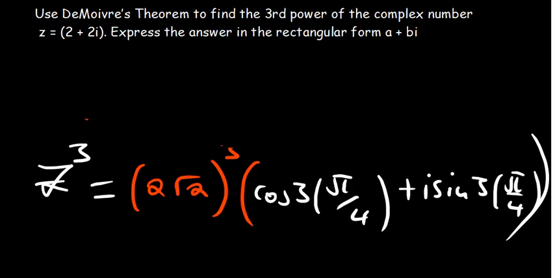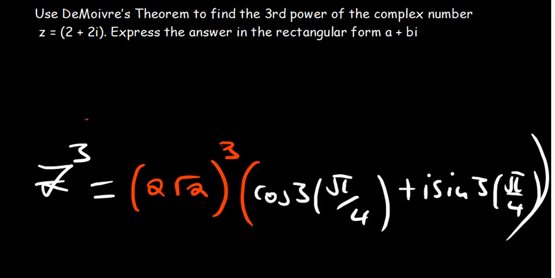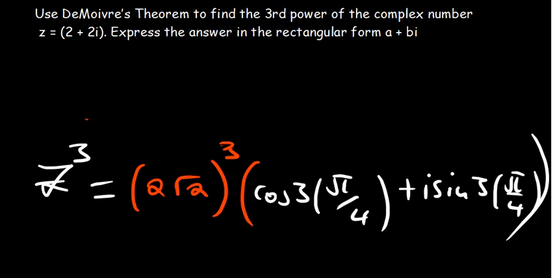So 2 root of 2 being multiplied by itself 3 times, what do you get? We have 2 root of 2 times 2 root of 2. In the first case, 2 times 2 is a 4. Root of 2 times root of 2 is a 2. So you have an 8. Now you have your 8 being multiplied by another 2 root of 2. It's basically going to be 16 root of 2. So we simplify the first part. So we do have 16 root of 2, open brackets.